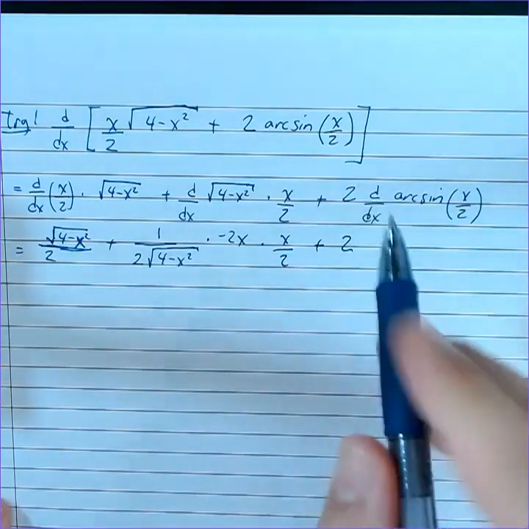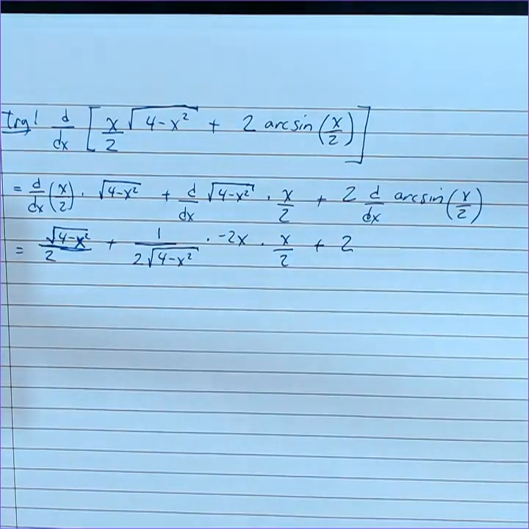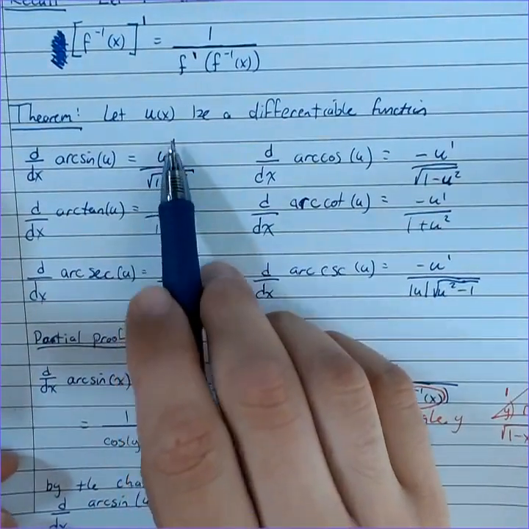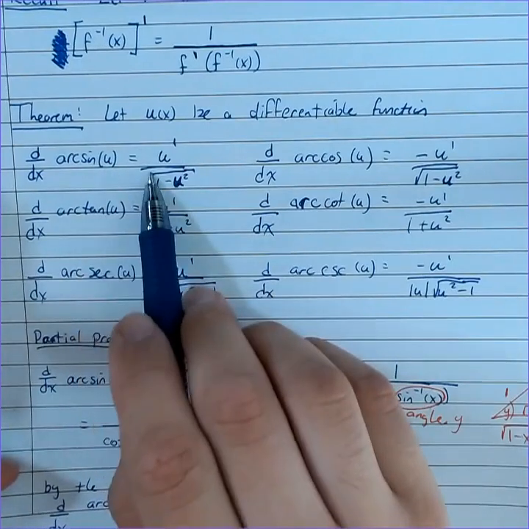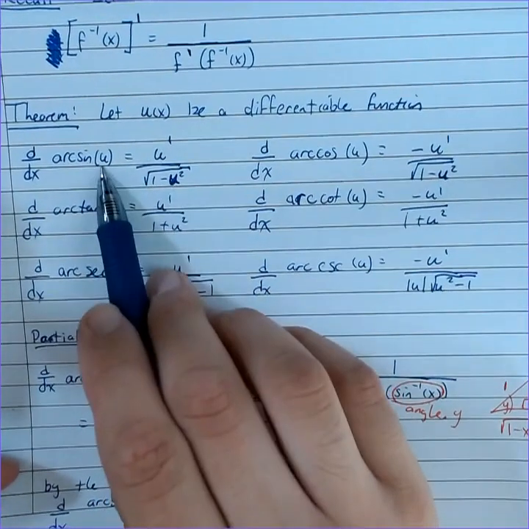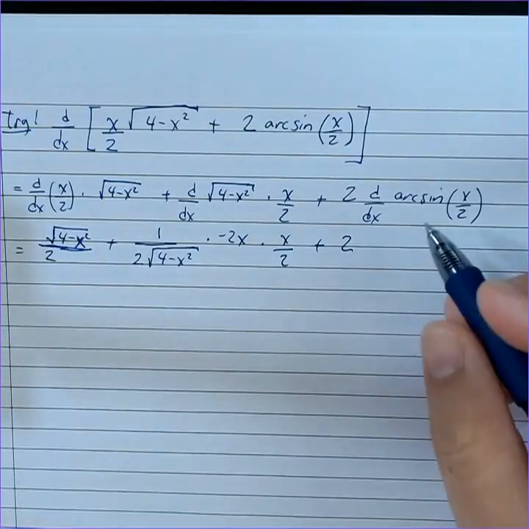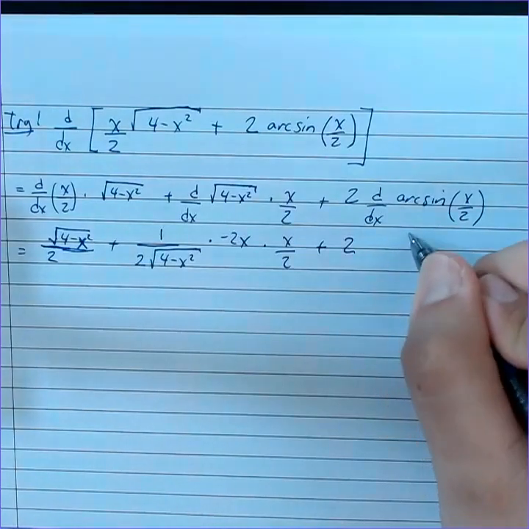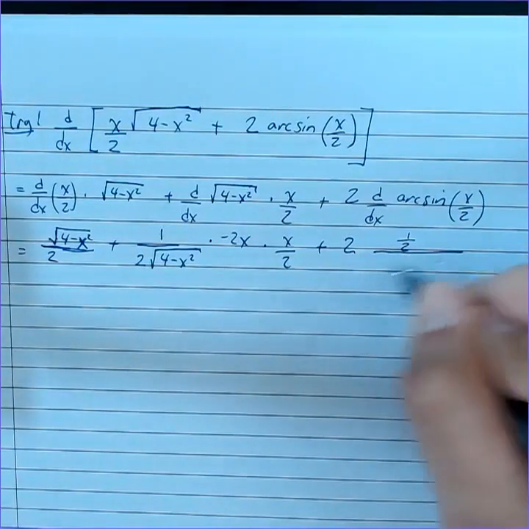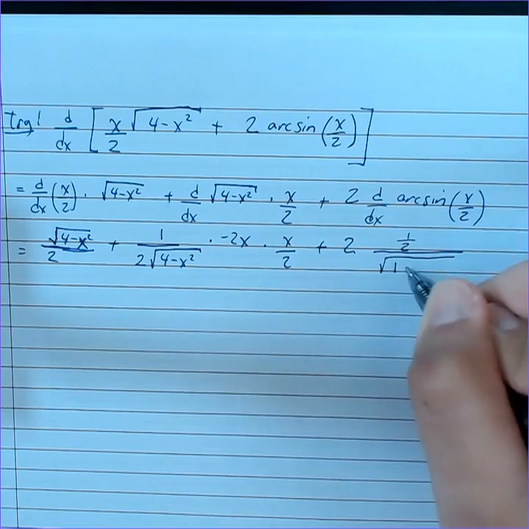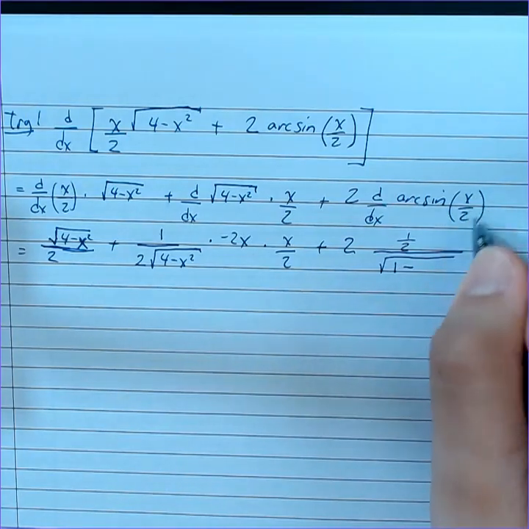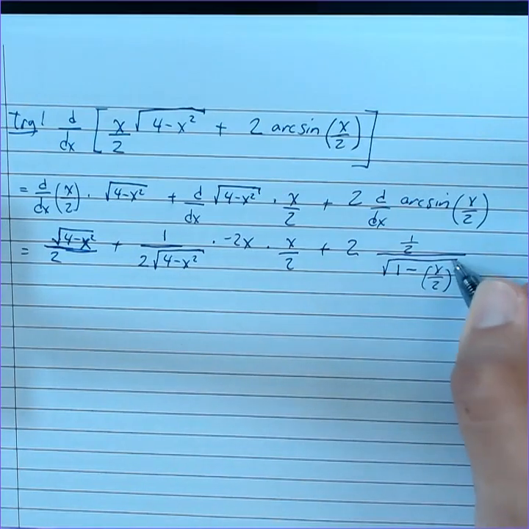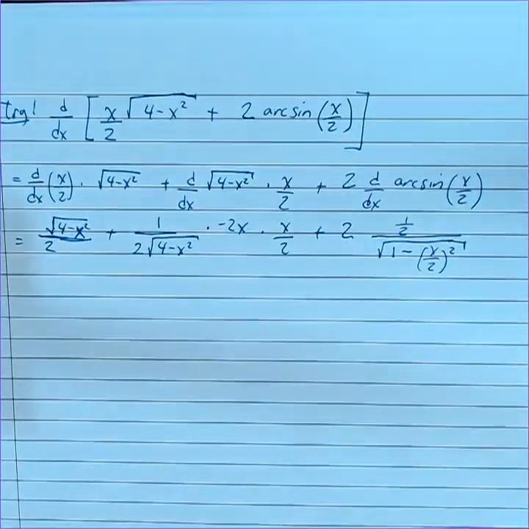plus 2. The derivative of the arc sine of x over 2, we see from our previous result, is going to be the derivative of that argument over the square root of 1 minus that argument squared. Okay, so it's going to be the derivative of x over 2, which is just 1 over 2, over the square root of 1 minus that argument squared. Like that. Okay, so that's all the calculus.